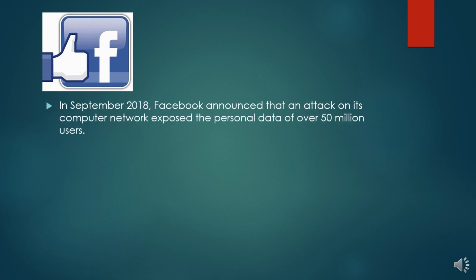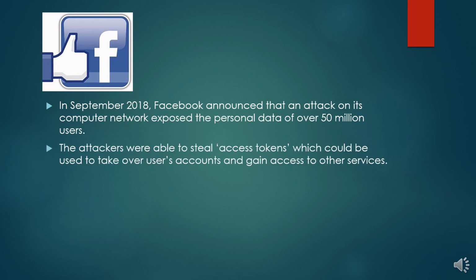Another company we're going to discuss is the ever-known Facebook. In September 2018, Facebook announced that an attack on its computer network exposed the personal data of over 50 million users. According to Facebook, hackers were able to gain access to the system by exploiting a vulnerability in the code used for the View As feature. Once this feature was exploited, the attackers were able to steal access tokens, which could be used to take over users' accounts and gain access to other services.